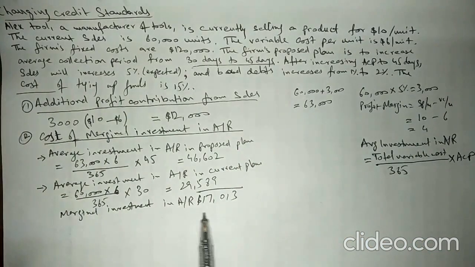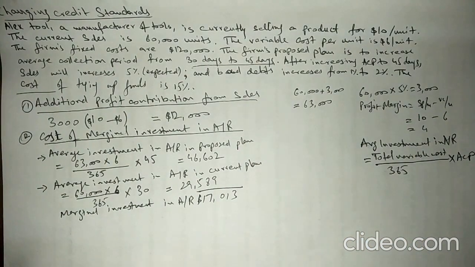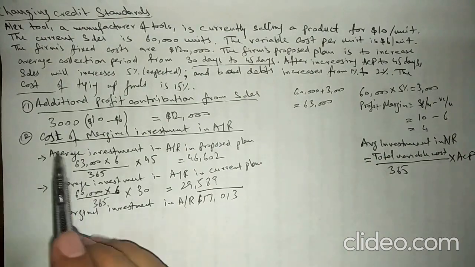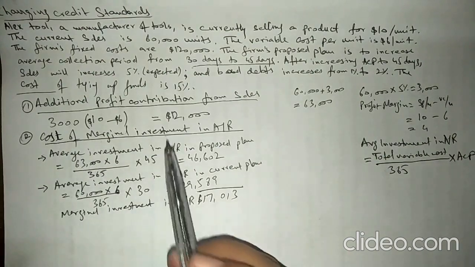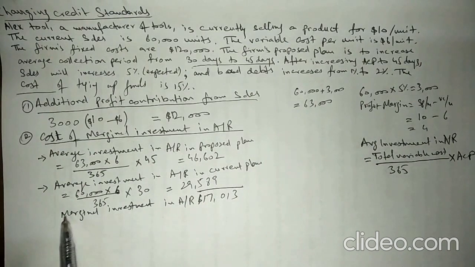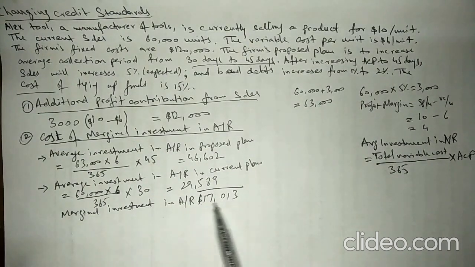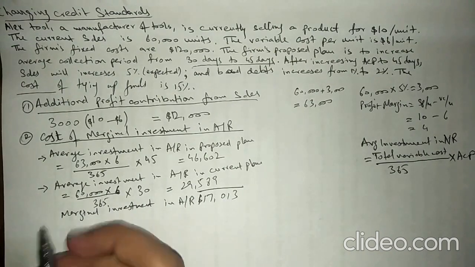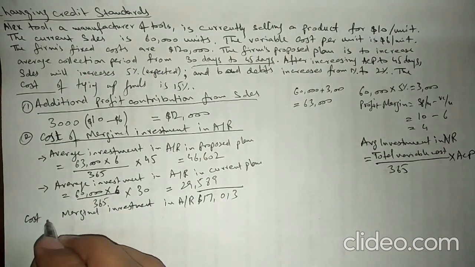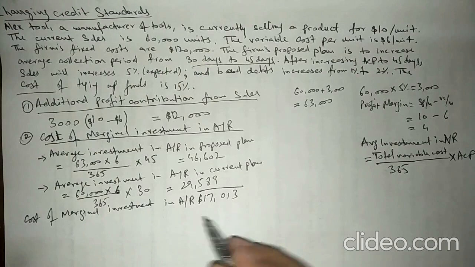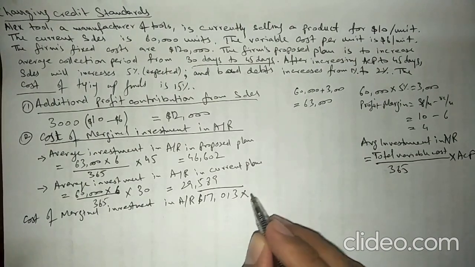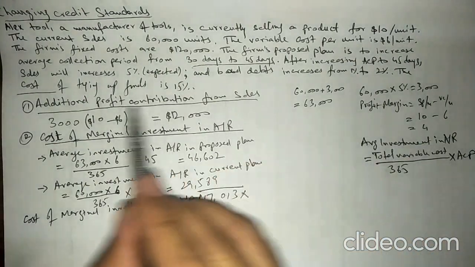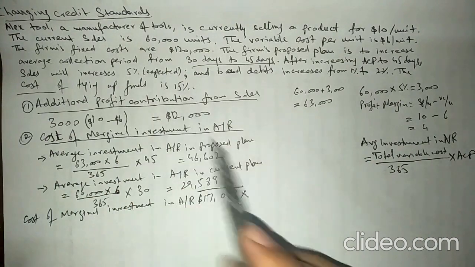We need additional $17,013 to finance account receivables, and our objective was to calculate the cost of marginal investment in account receivables. And up to this stage, we have calculated a marginal investment in accounts receivable. We can calculate a cost of marginal investment in accounts receivable by multiplying it by 15% because the cost of tying up fund is 15%.